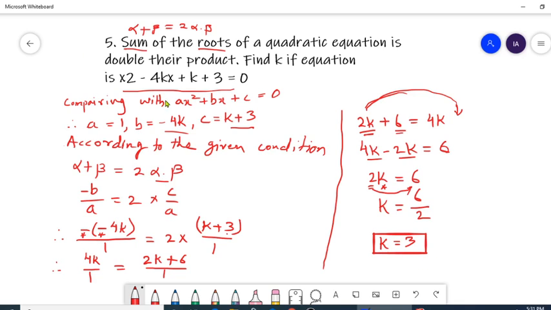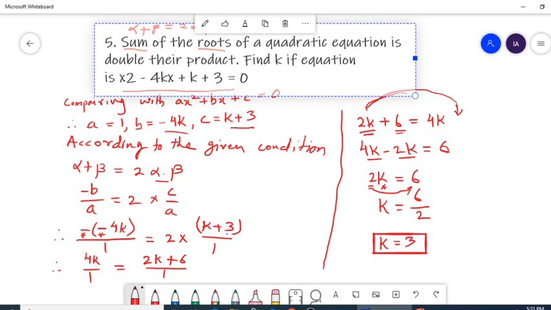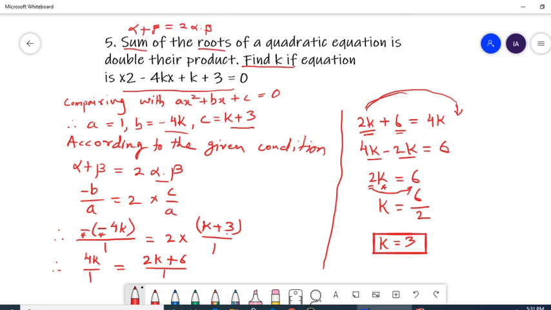The question was about finding the value of k, right? The question was about finding the value of k, and now we have the value of k as 3. So we are done with this question.